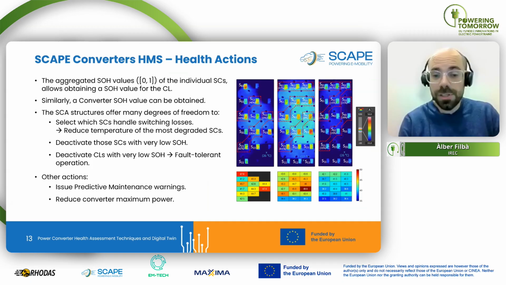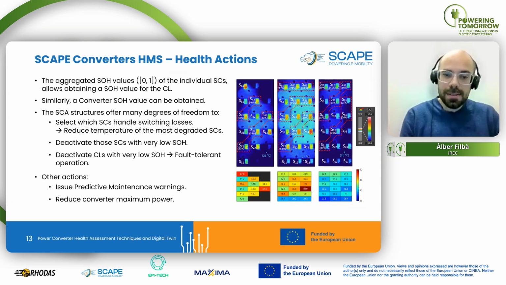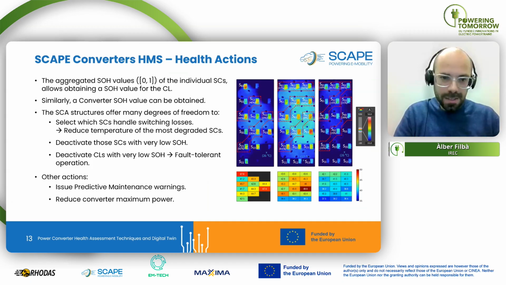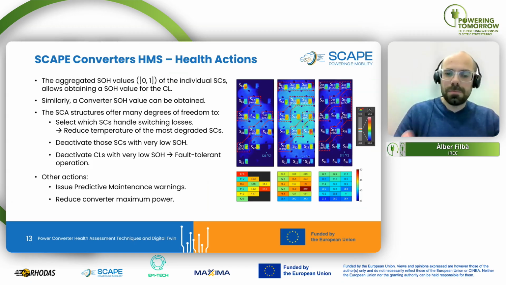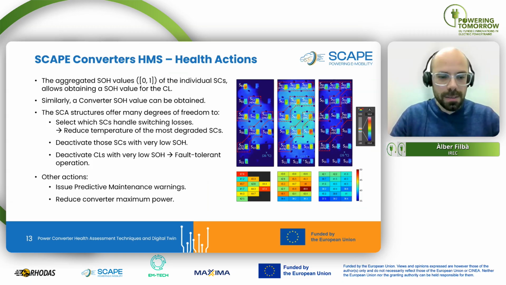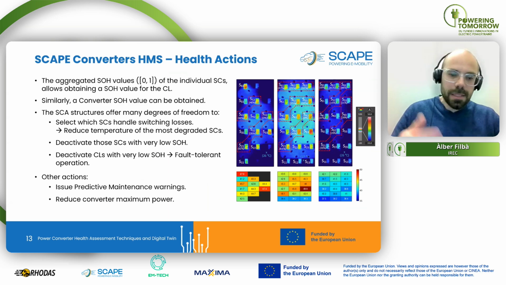We can also deactivate switching cells, for instance, the ones that are more degraded with very low SOH value, and also deactivate the whole converter leg, since, for instance, in the integrated inverter charger, we have 6 converter legs, so we have quite a large degree of fault tolerance in that sense. Also, we can do other actions such as issue predictive maintenance warnings, for instance, to change one switching cell or one converter leg, and also reduce the converter power rating or other variables.